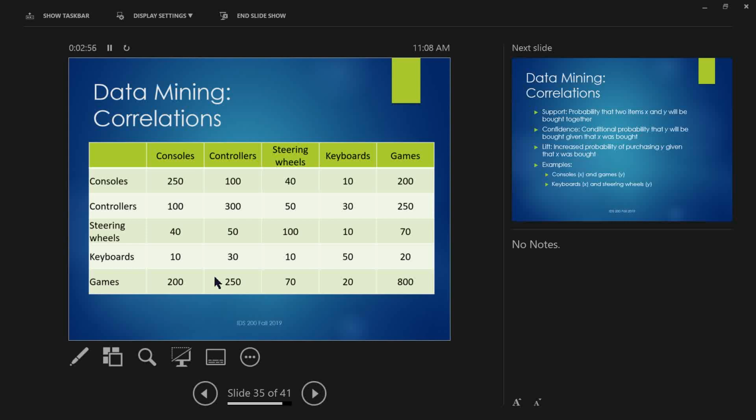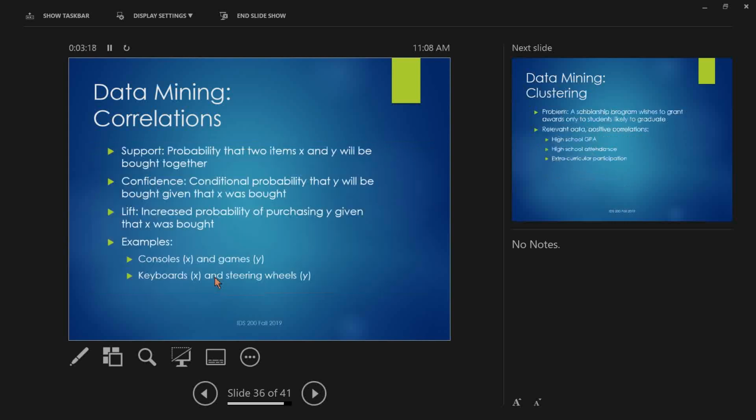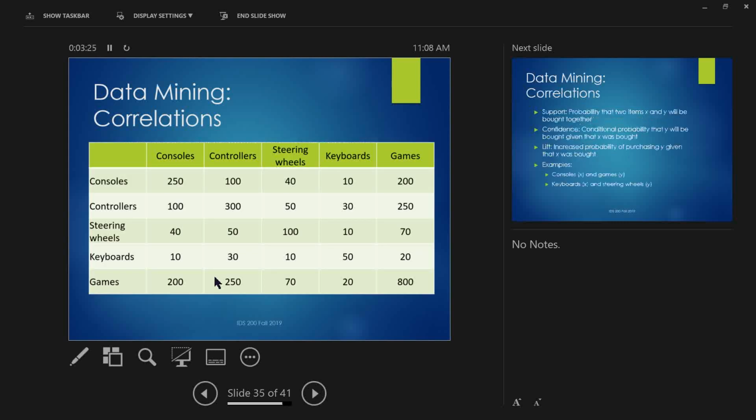Likewise, if I know that somebody bought a controller, there are 300 of those, 30%, and only 1 in 10 of those bought a keyboard. So if I know that somebody bought a controller, the conditional probability that somebody bought a keyboard is 10%, 30 out of 300. So confidence, the conditional probability that Y will be bought given that X was bought, is a way of recognizing what two things are commonly bought together.